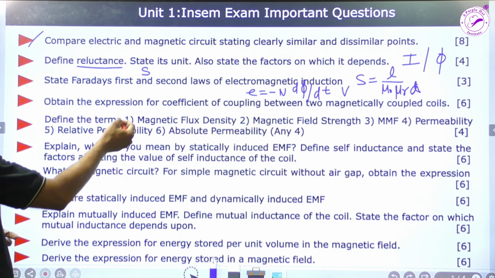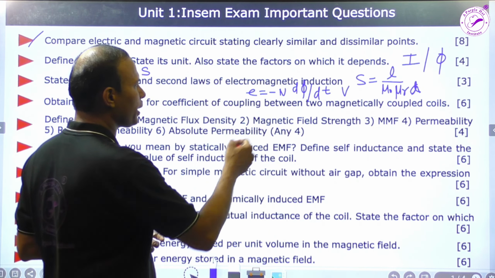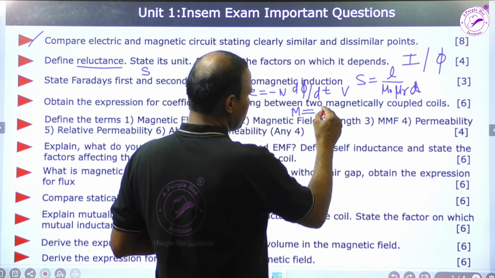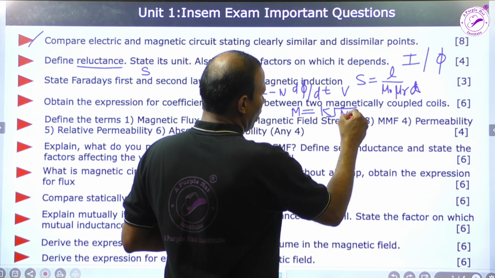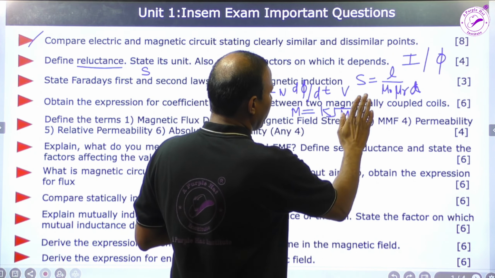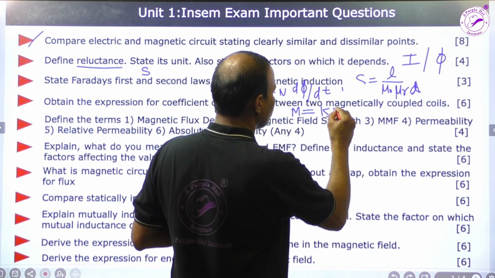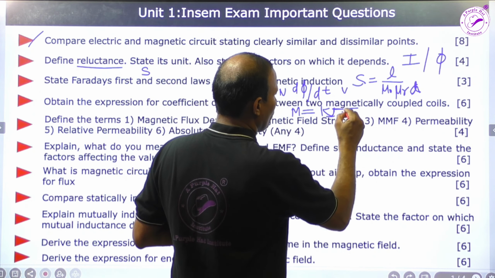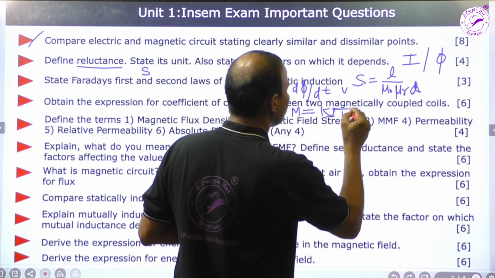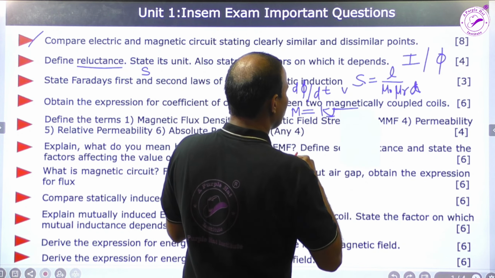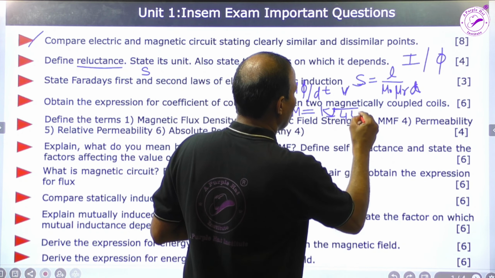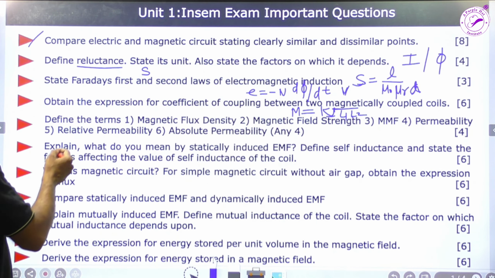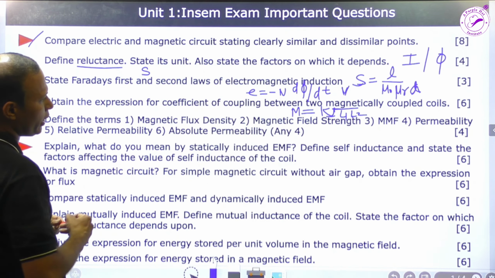Next question is obtain the expression for coefficient of coupling between two magnetically coupled coils. Yes, this is equal to mutual inductance between two coils. This is equal to K, where M equals K times the square root of L1 and L2.